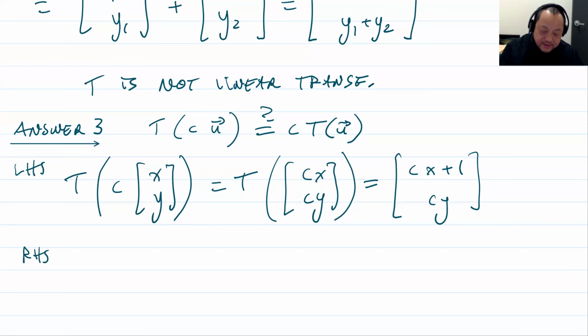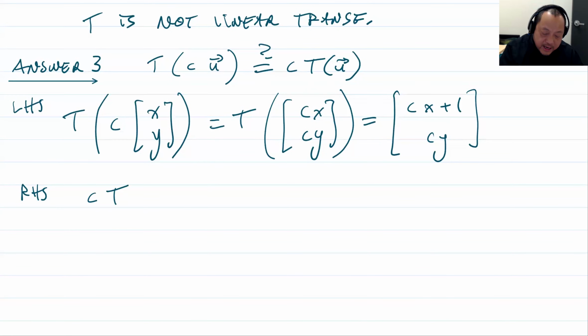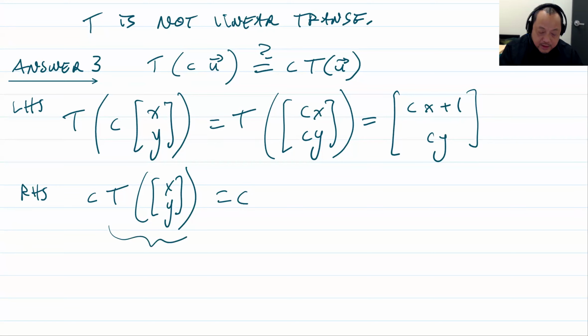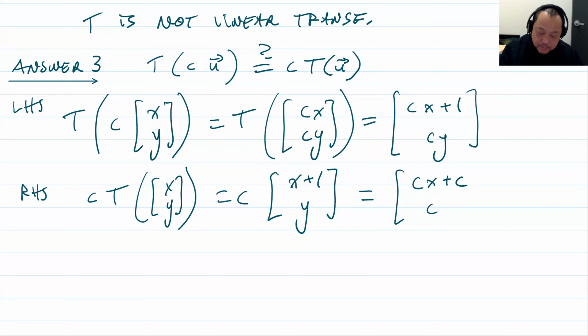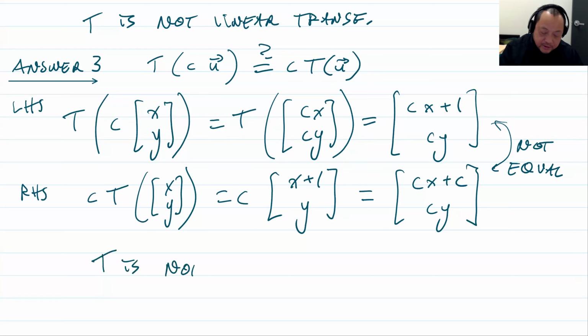Now I'm working on the right-hand side: c times T of the vector. The c times is still c times, and then this transformation is equal to (x plus 1, y). Again, I multiply the scalar times the vector. And nope, these are not equal as a general rule. It's only equal if c equals 1, but it's supposed to be equal for all c, so no, not equal. Again, T is not linear.